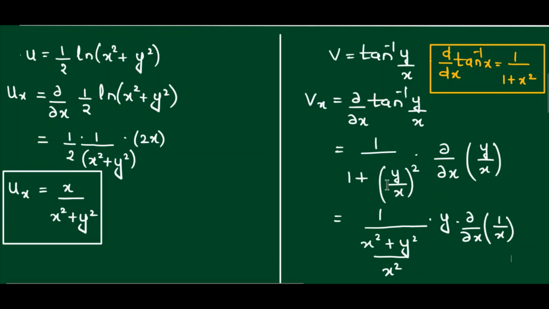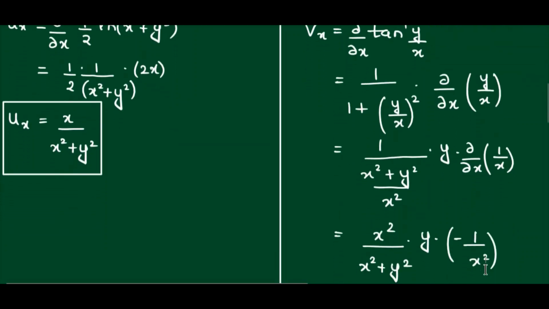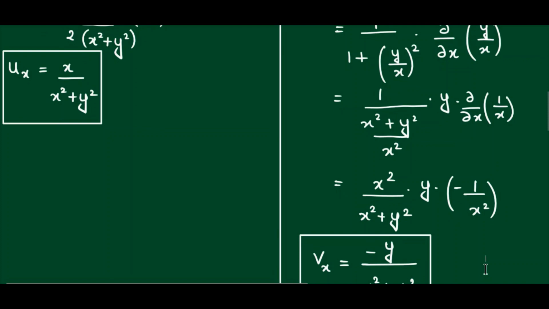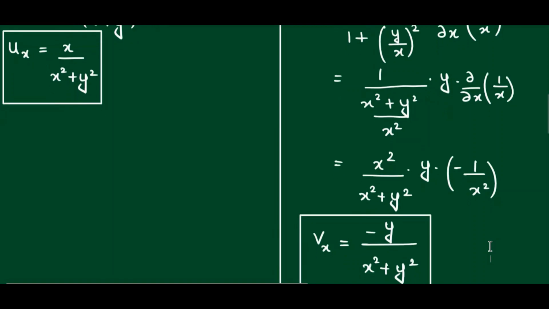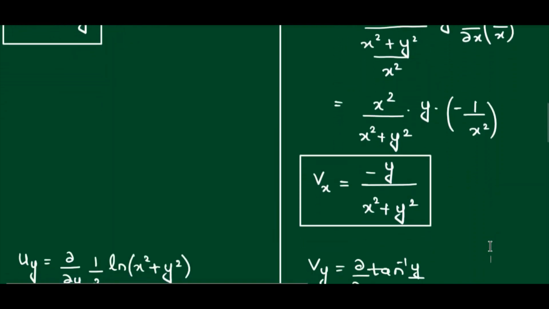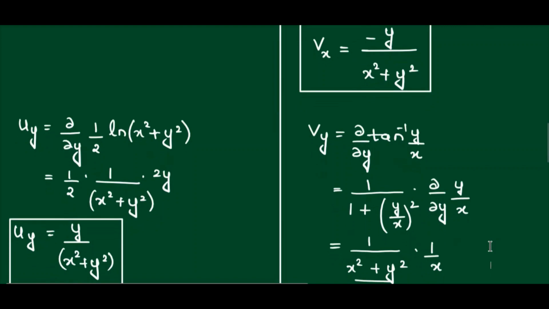and here we have a composite function. So 1 by 1 plus y by x whole square into, you have to differentiate y by x again with respect to x. Since y is constant, I have written y outside, and you have to differentiate only 1 by x, which is minus 1 by x square. And then take the LCM in the denominator. After taking LCM in the denominator, bring this x square term to the numerator, and then cancel this x square and this x square. So you will be left with minus y divided by x square plus y square. Similarly, find uy and vy.